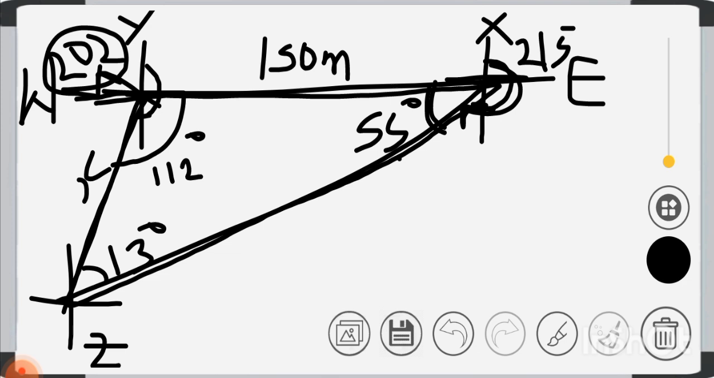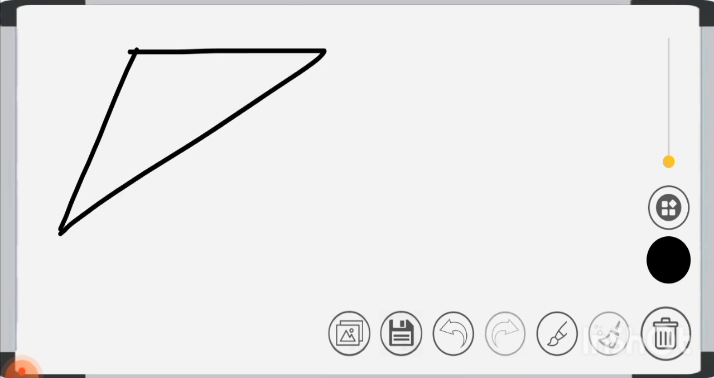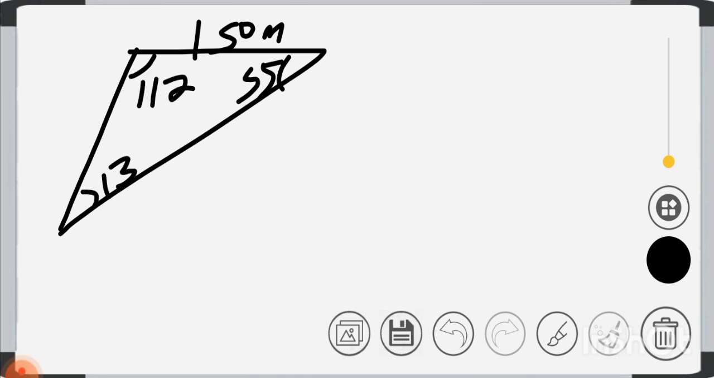So we have already formed the internal angles. I'm just going to redraw it so that we'll calculate the distance YZ. So I'm going to have something like this, then like this. Then this one is 150, this 150 meters, this 55, this 112, this 13, and this x.